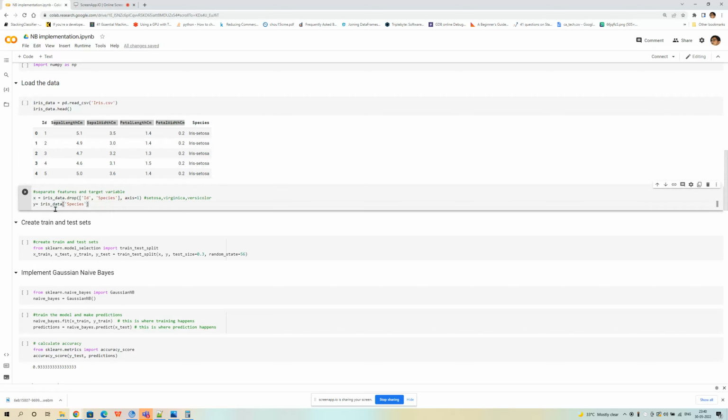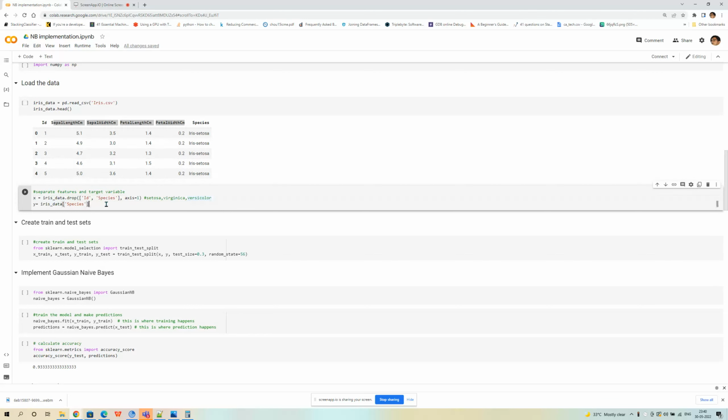Now we'll separate the dataset into the target variable and features. Here our target variable is species, right? We need to identify, given the data, which of these three classes it belongs to. You usually drop the ID, which is not necessary and doesn't give us any information. So using pandas, we will drop the ID column and the class column.